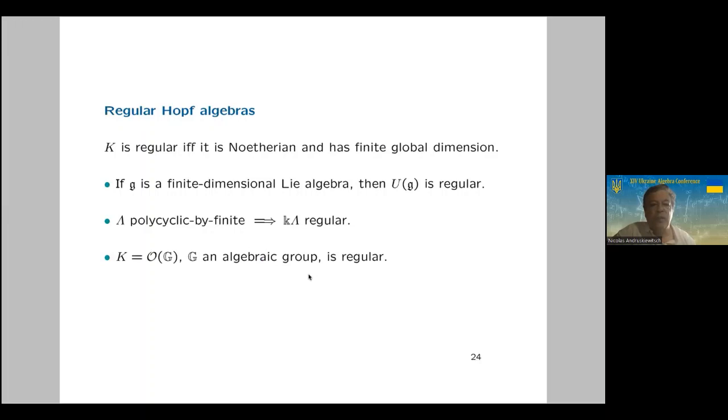Another property of Hopf algebras that we would like to understand about H gamma is whether it has regularity. By regularity, I mean Noetherian plus finite global dimension. For instance, if g is a finite dimensional Lie algebra, then U of g is regular. If lambda is polycyclic bifinite, then K lambda is regular. And the algebra of functions on an algebraic group is always regular.